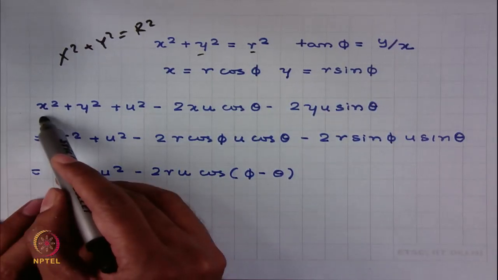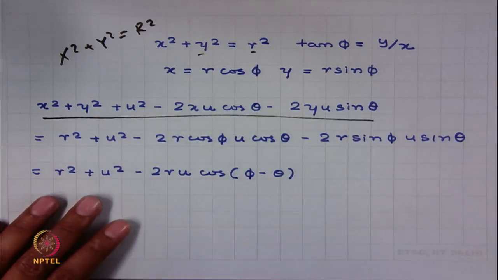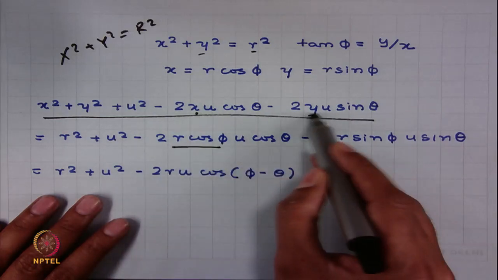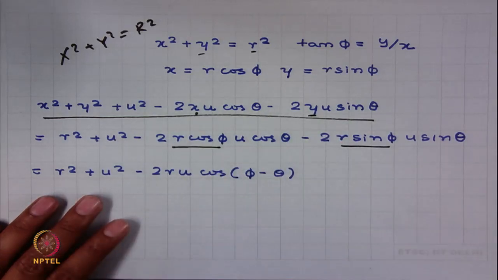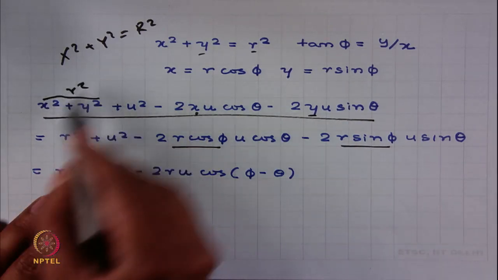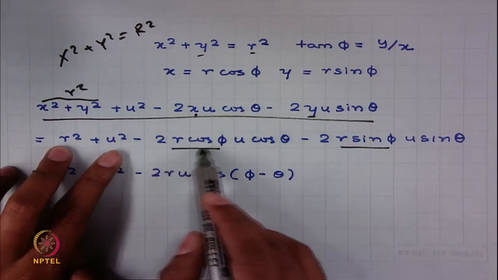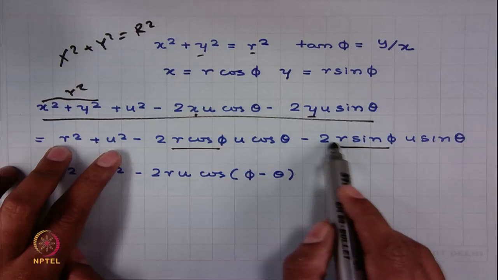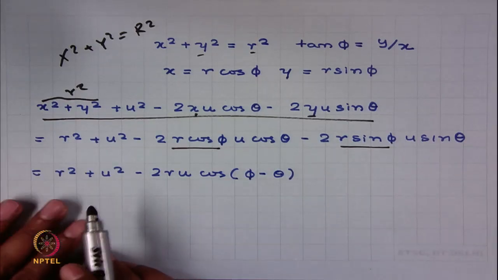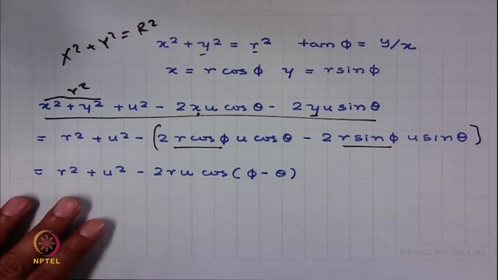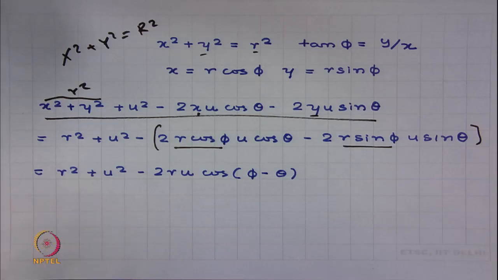So, while trying to solve for this, I can substitute x here as r cos phi, this y here as r sin phi. I can substitute r square in place of x square plus y square. So, I get r square plus u square minus 2 r cos phi u cos theta minus 2 r sin phi u sin theta, and I can combine this term like this. That is it, not hard.